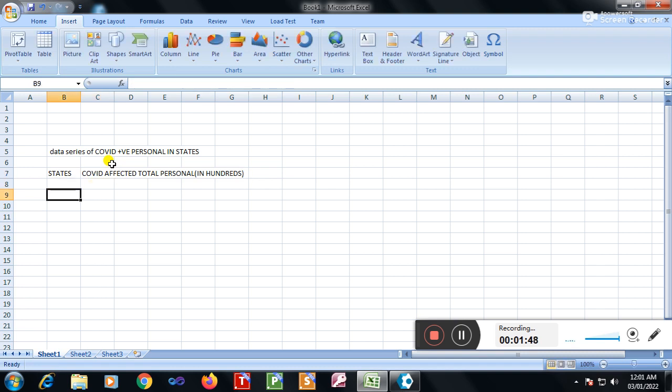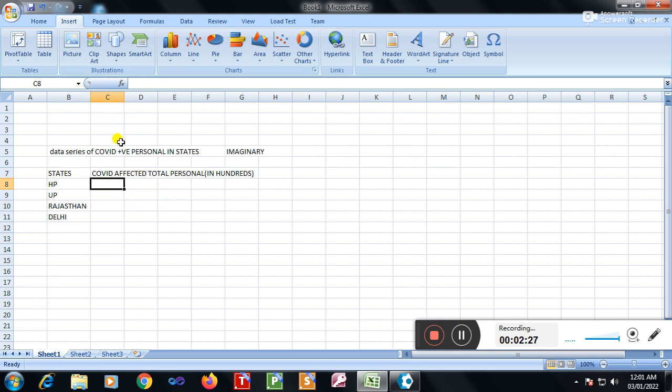So let us see, suppose my state is HP, Himachal Pradesh. Suppose these are imaginary data, so I should write here imaginary, because no one state I have to take into account. So this is suppose Uttar Pradesh, suppose Rajasthan, Delhi, and here I give the data series, that is one series of data available with me. Suppose this value is 4000, this value is 4500, this value is suppose 5000, this one is suppose 3000.